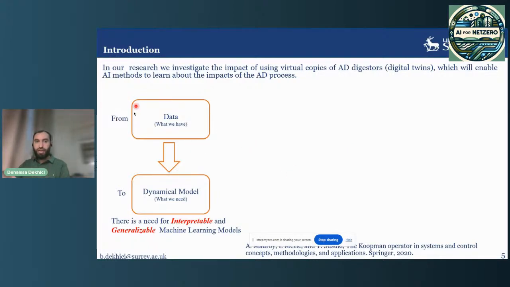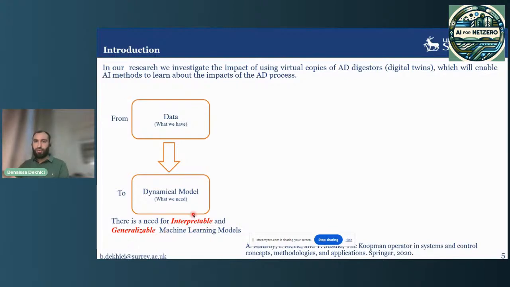We start from data. This is what we have, and then we try to construct dynamical models. So this is what we need: dynamical models. What does it mean, dynamical models? It means that we really need to understand the underlying dynamics. We need to know what is going on with this kind of technology. So these models, of course, have to be interpretable and generalizable.